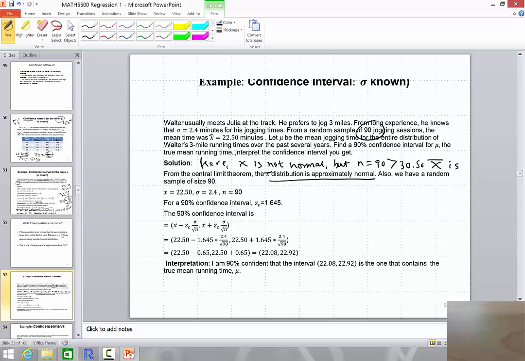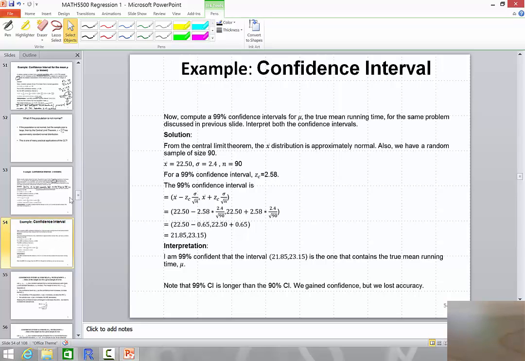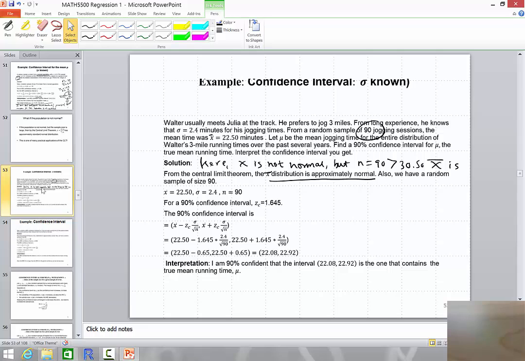We have only the sample running time, not the population running time. So we have the inference for the population mean running time. We got the confidence interval, right? Here we got the 90% confidence interval.